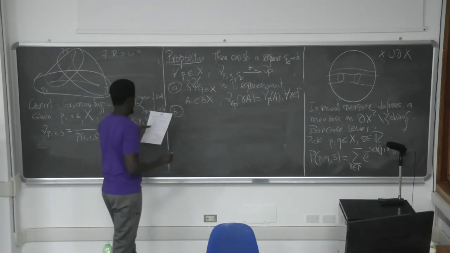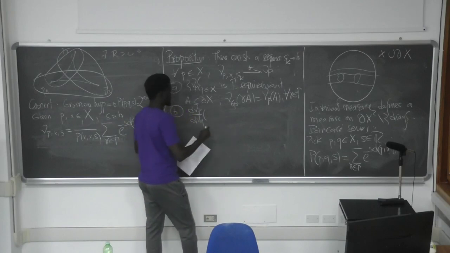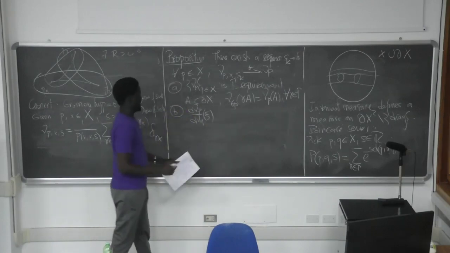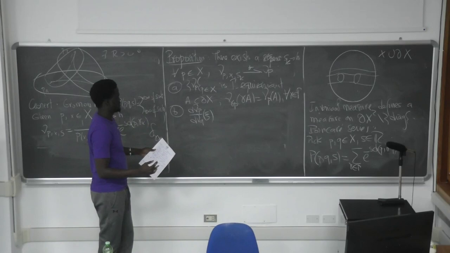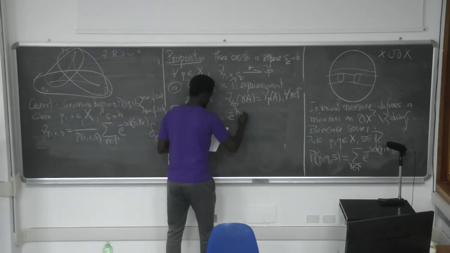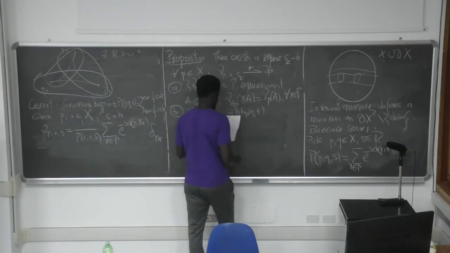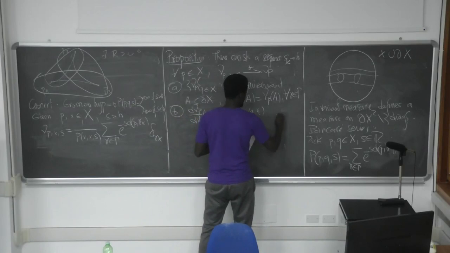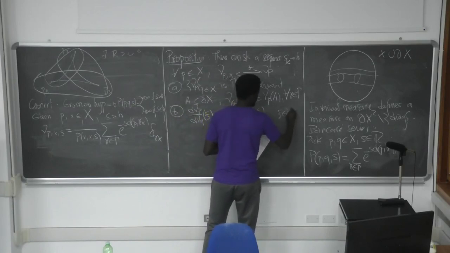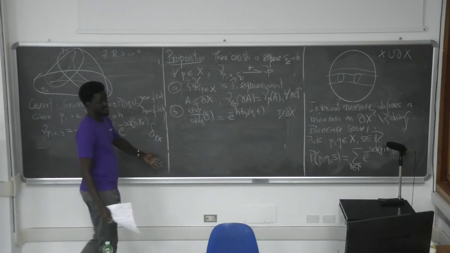A second property is also very important, which is that these measures are not singular. They are absolutely continuous with respect to each other, and the density is given by the Busemann function. It is exponential of minus h b_{p,q}(xi), where xi is in the boundary of X. This is also very useful.